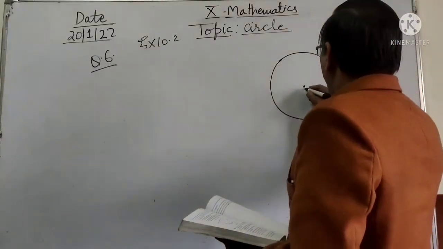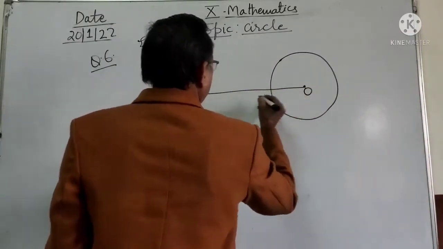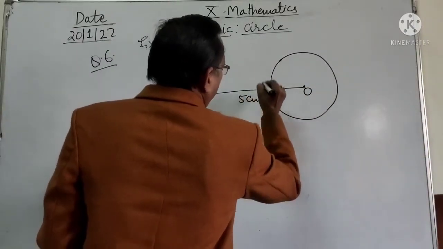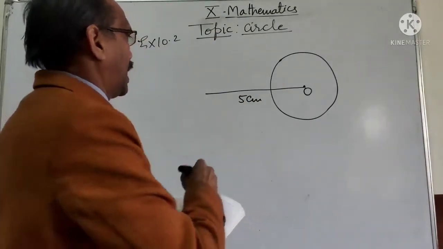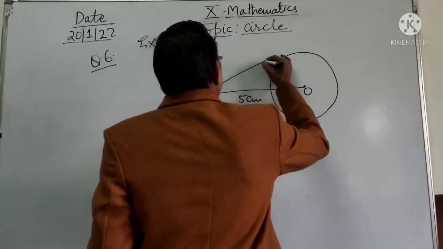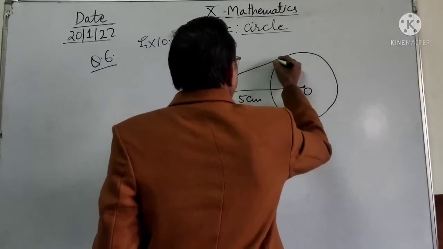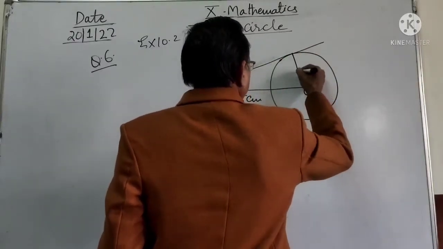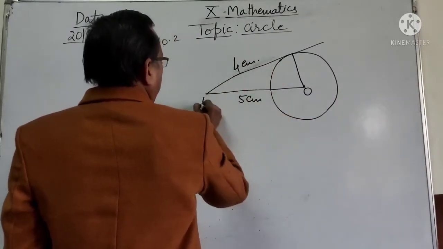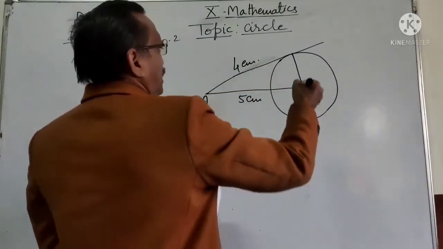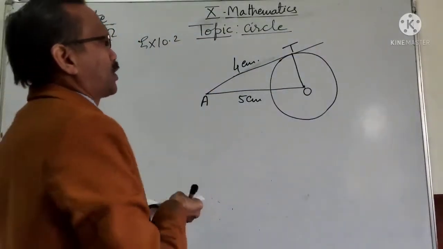Let O be the center of the circle, and the point is 5 cm away from the center, and the length of the tangent is 4 cm. This length is 4 cm. Let the point be A. This is the point B, the point of contact. You have to find the radius of the circle, R.